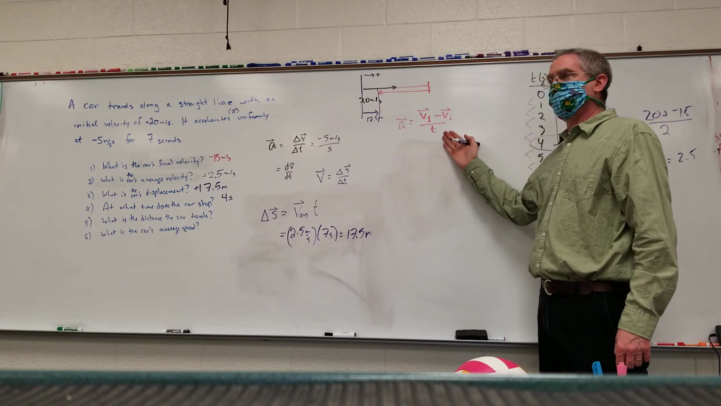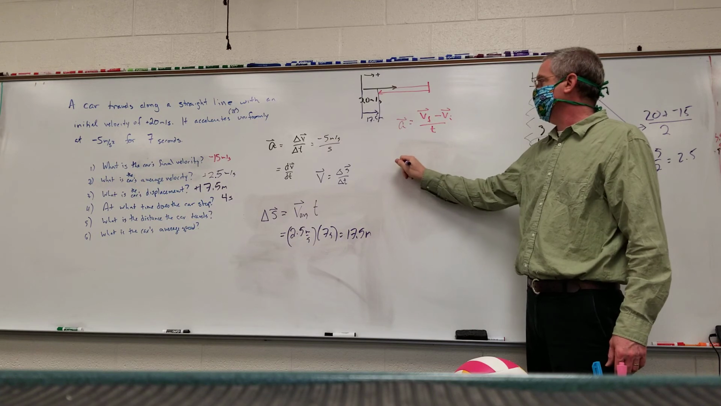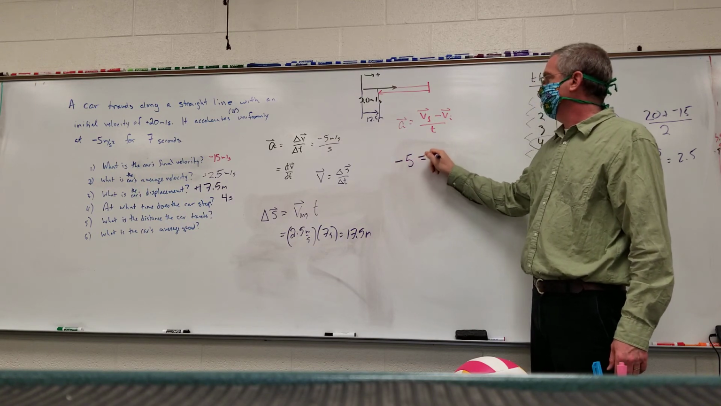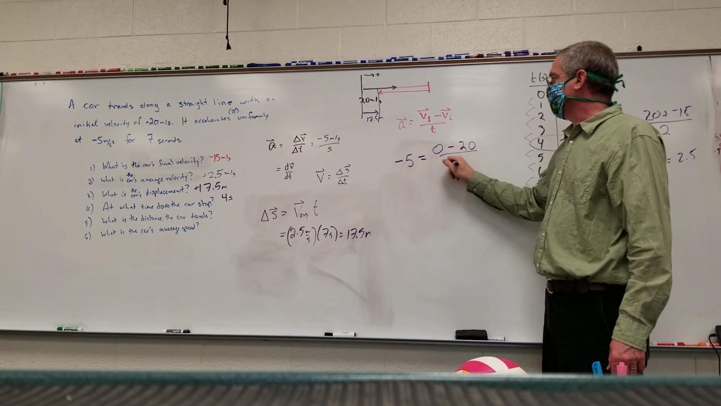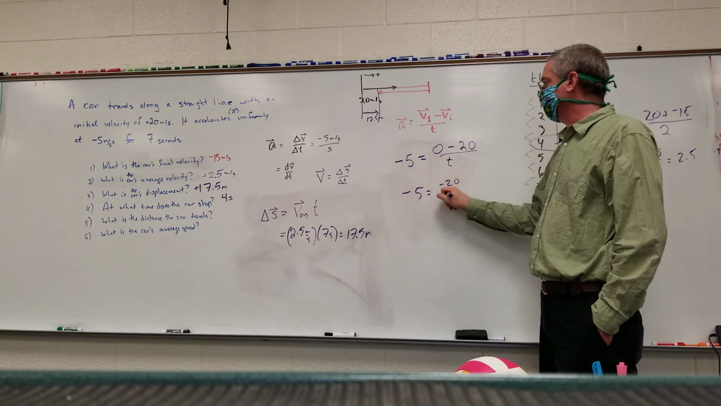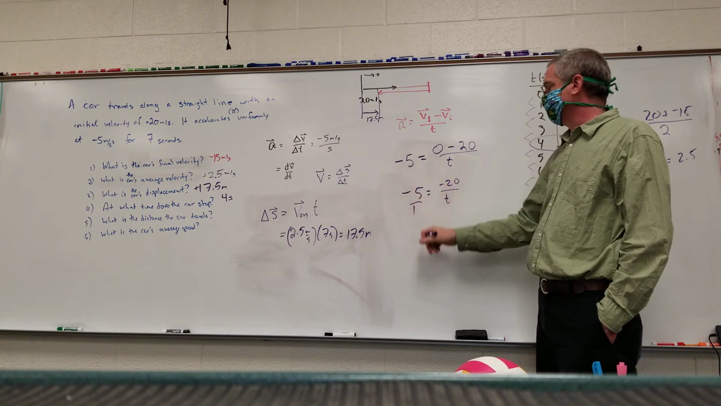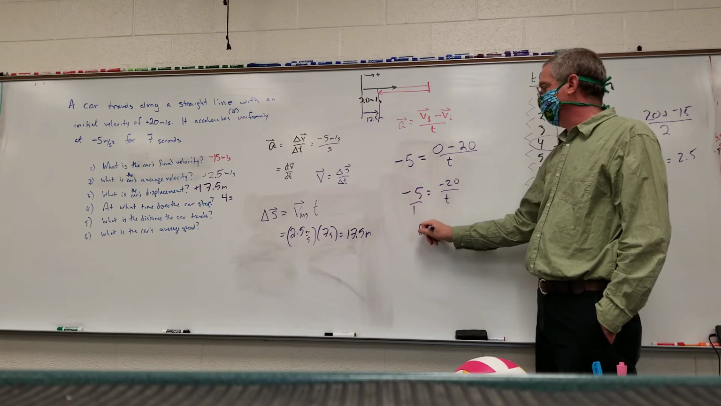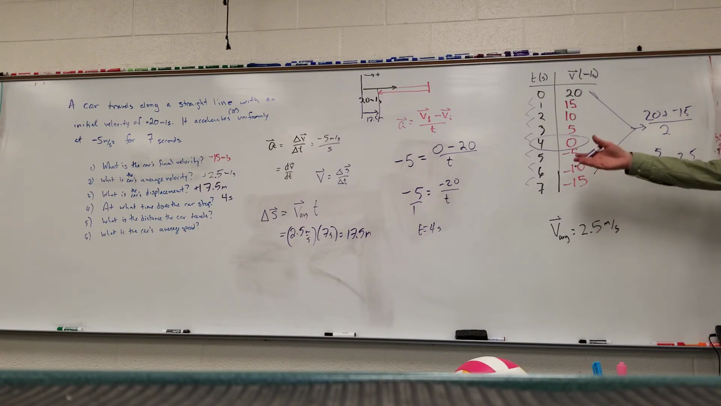Looking at this equation right here, I want to know what time it stops, so I'm trying to solve for time. A more algebraic way is my acceleration is -5, my final velocity is 0, minus 20, which is my initial, divided by time. So we have -5 equals -20 divided by time. Cross multiply, and you get 4 seconds that way. Again, for those who are more algebraically inclined.